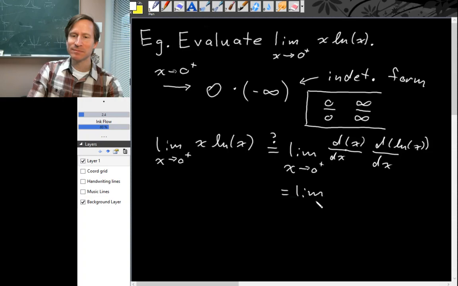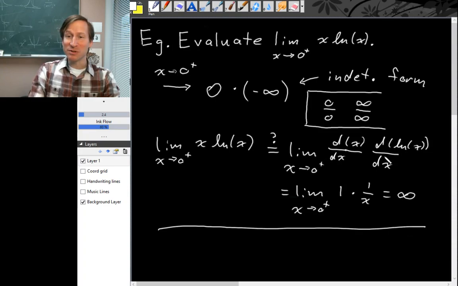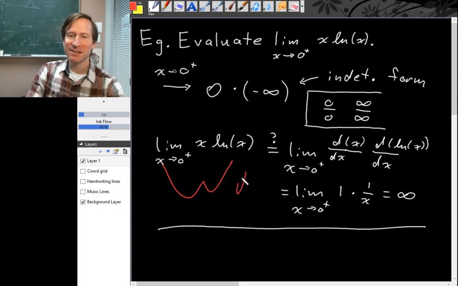This is the limit as x goes to 0 from the right of the derivative of x, which is 1, times the derivative of natural log x, which is 1 over x. And as x goes to 0 from the right, 1 over x goes to infinity, and so this is actually plus infinity. But we'll see that this idea of just using a L'Hopital's rule type thing, but for products, is actually wrong. So this whole thing is wrong.